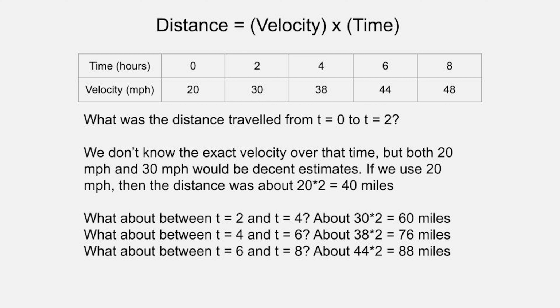And once again, we have two velocities that would be a decent approximation, that being 44 miles per hour and 48 miles per hour. And let's just choose 44 to represent the velocity over that time period. And again, I just want to stress that this is an approximation. This will by no means be an exact answer.